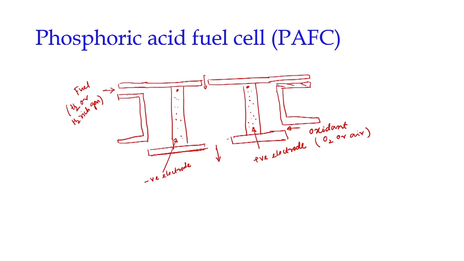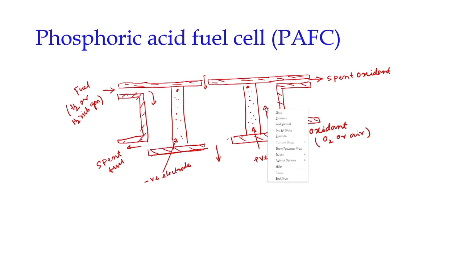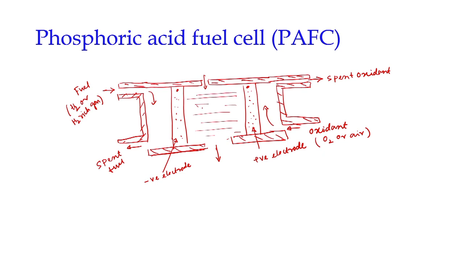Okay, so that's it. And this is the spent oxidant. This is spent fuel. So here hydrogen is applied and oxygen is applied here, right? And this is the space through which proton exchange takes place, like hydrogen. Okay. And this is anode and this is cathode.